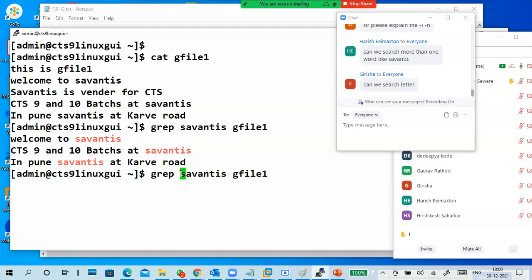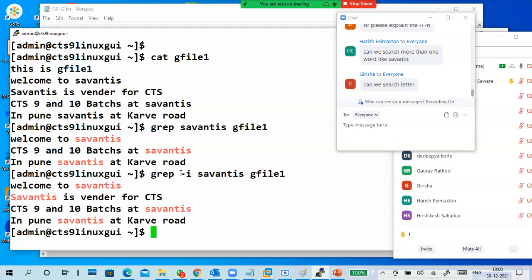So Linux is case sensitive, so compulsory it should match. So I'm using the I option to ignore the case sensitivity. Even if it is cap letters or small letters, it will display on the screen. Any case it displays, because Linux is case sensitive. You have to put it like this: hyphen I to ignore the case sensitive.